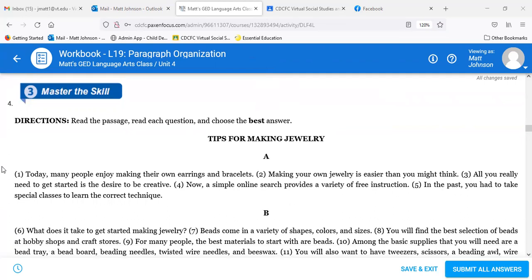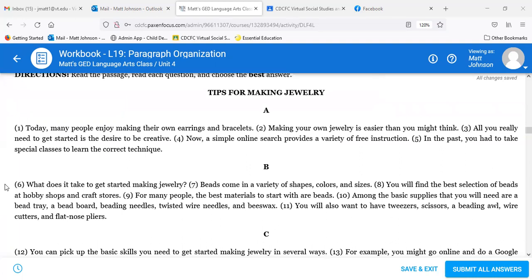Today, many people enjoy making their own earrings and bracelets. Making your own jewelry is easier than you might think. All you really need to get started is the desire to be creative. Now, a simple online search provides a variety of free instruction. In the past, you had to take special classes to learn the correct technique.